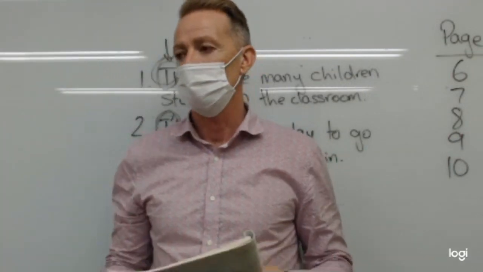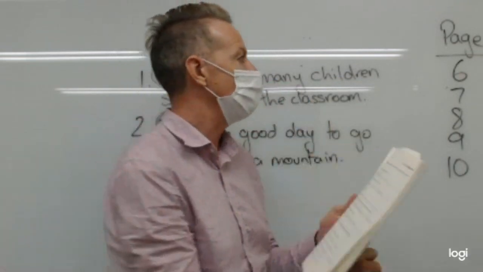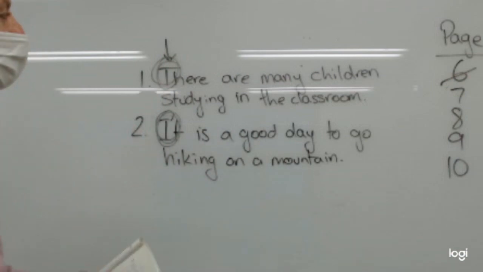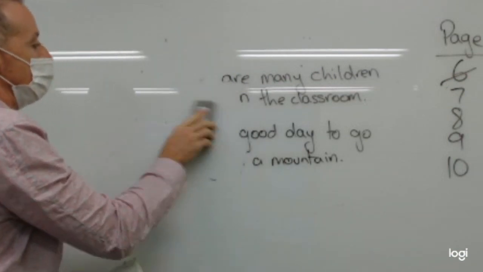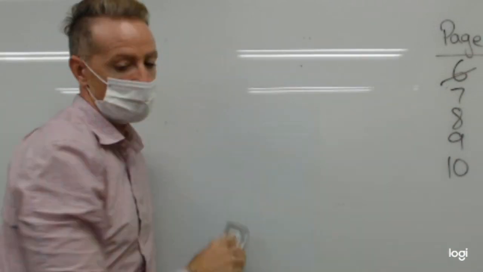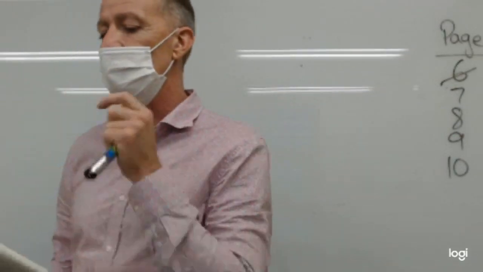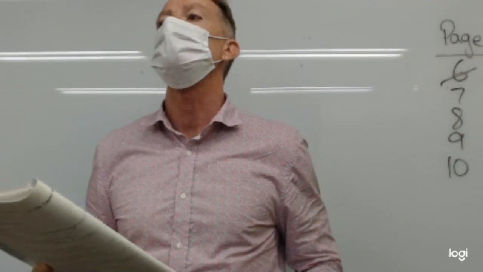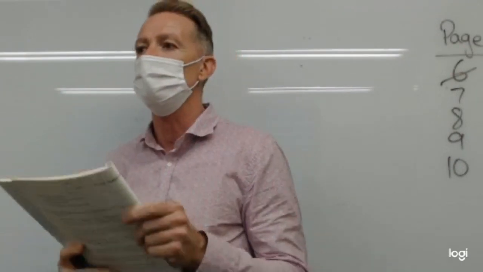Okay, let's do page 7. Same thing, we are doing capital letters, but this one is a little bit different. We're doing names. Names must have a capital. Alright, Princess, can you read the first one, please?